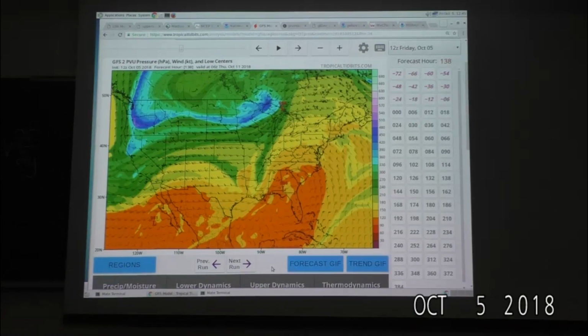We're at what hour? This is 138 hours. So it's the middle of next week, Wednesday evening, or early Thursday. This has made landfall. We'll look at the surface depiction of this in a moment. But if we go back again.